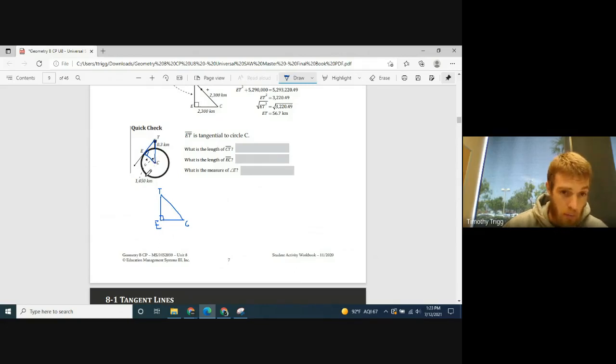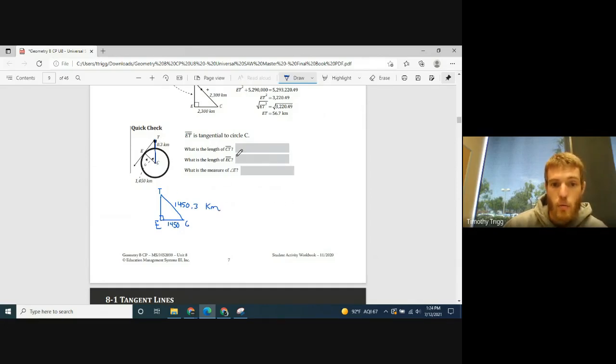In this problem, EC, that distance there, is 1,450 kilometers. And then what would be the distance of CT? Hopefully you can see that CT would be the radius plus the length of the tower. The height of the tower is only 0.3 kilometers. So the radius of the planet plus the height of the tower is 1,450.3 kilometers.